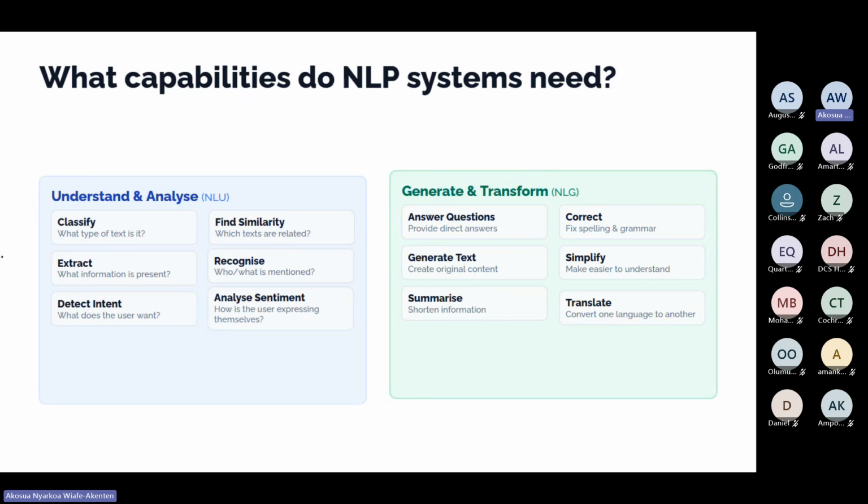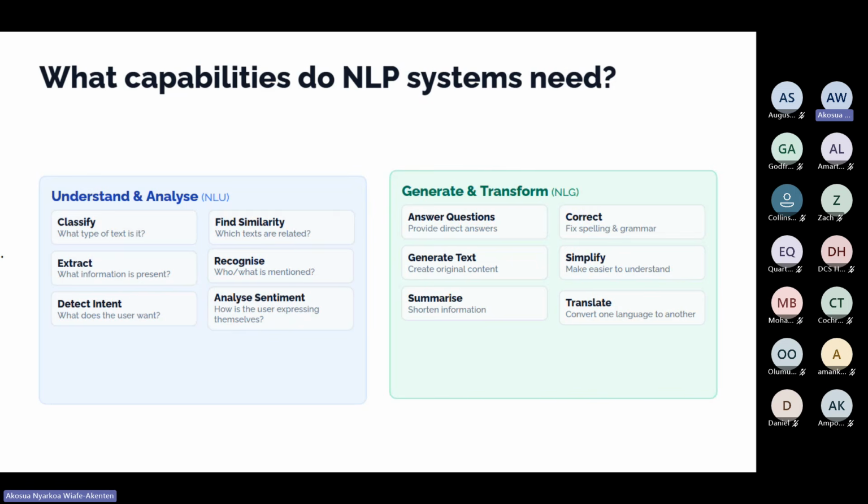So here, what your system seeks to do is identify who or what is mentioned in a piece of text. So if somebody says, MTN Ghana opened a new office in Accra, then your system can identify MTN Ghana as an organization and identify Accra as a location. Okay. All right. Then on the other side, we have generation and transformation.